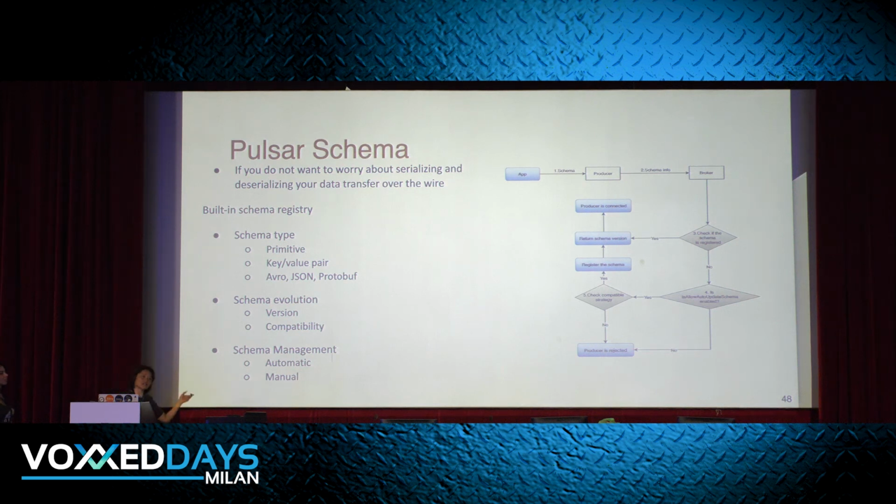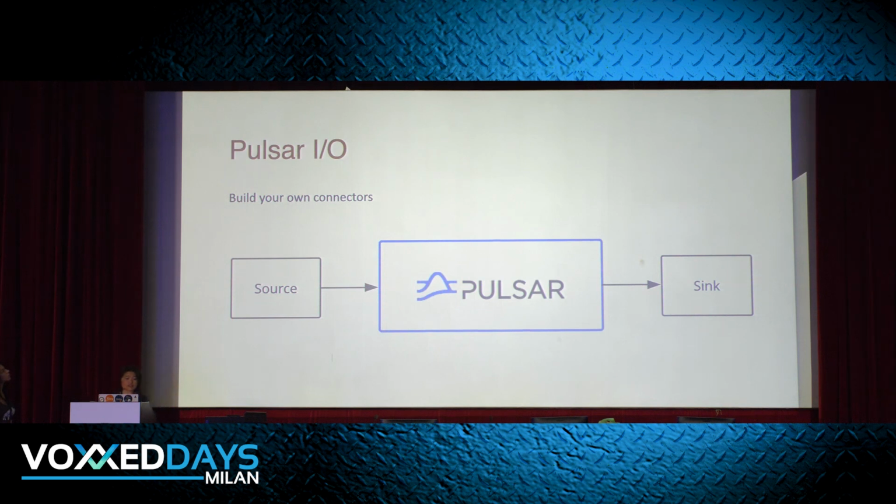So you can use Pulsar schema, and that also keeps track of the data as it changes, versioning and managing it for you too. It also supports all kinds of data types, like primitive types, key-value pairs, Avro, JSON, and protobuf. So yeah, it's pretty flexible. And then there's also the Pulsar IO library that allows you to essentially write your own sink.